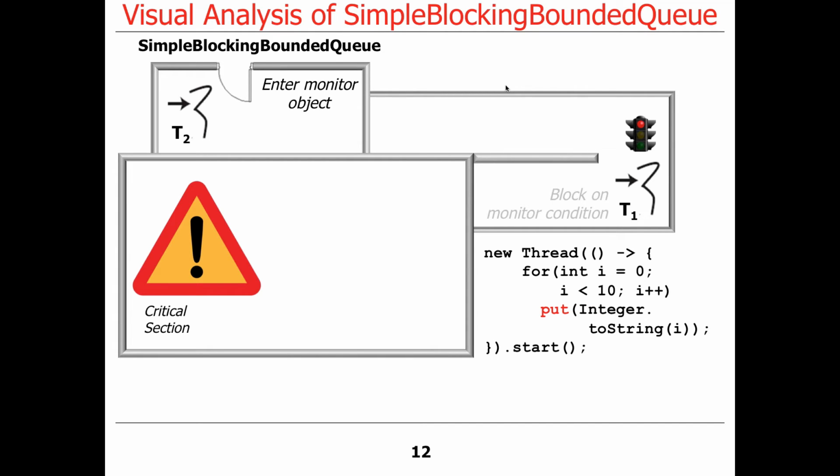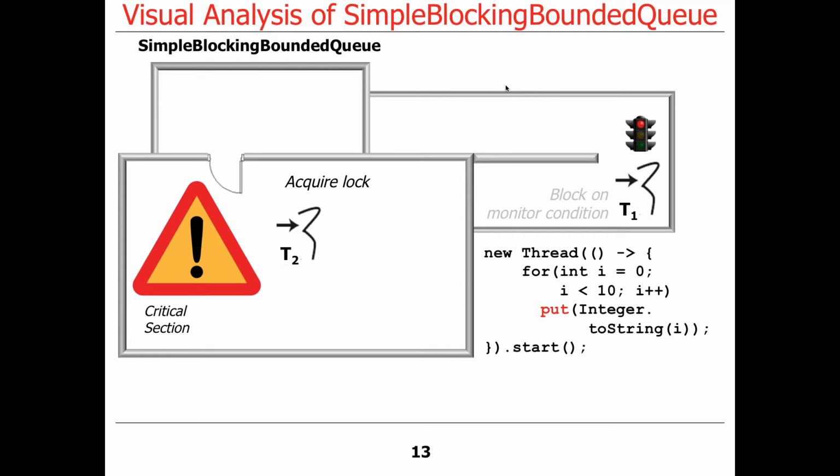All right, so with this guy parked over here and suspended, thread T2 comes along. In this case, it's going to put something into the queue. So we're going to enter the monitor object. We're going to acquire the lock because it was released by thread T1. So far, so good. And now, if the queue is full, we're going to wait.